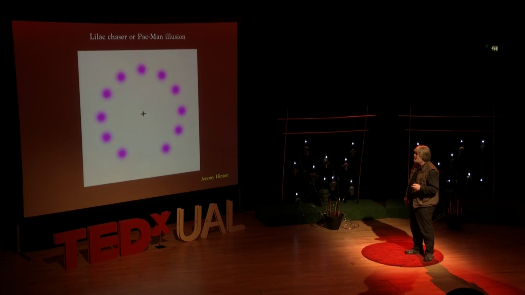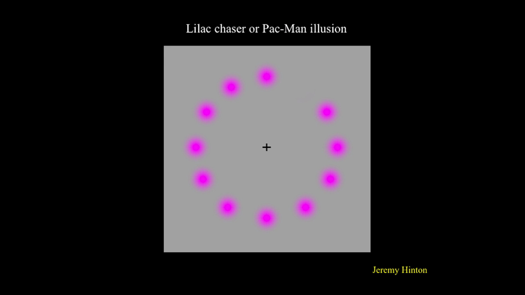So, if you look at the cross, what do you see? You see a green light. Is it really there? No. If you follow it with your eyes, it disappears. So what you're seeing there is an after image moving around.